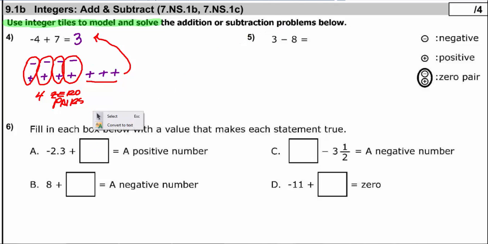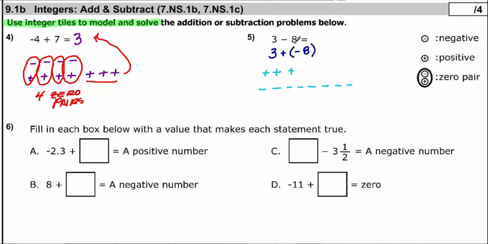Number 5, we talked about this idea that we don't solve subtraction problems here. We add the opposite. So instead of 3 minus 8, we can't change the 3. That's what we're starting with. Can't change what you start with. But we can go ahead and add -8. And then we do the same thing. Here are our 3 positives. Here are our 8 negatives. 1, 2, 3, 4, 5, 6, 7, and 8.